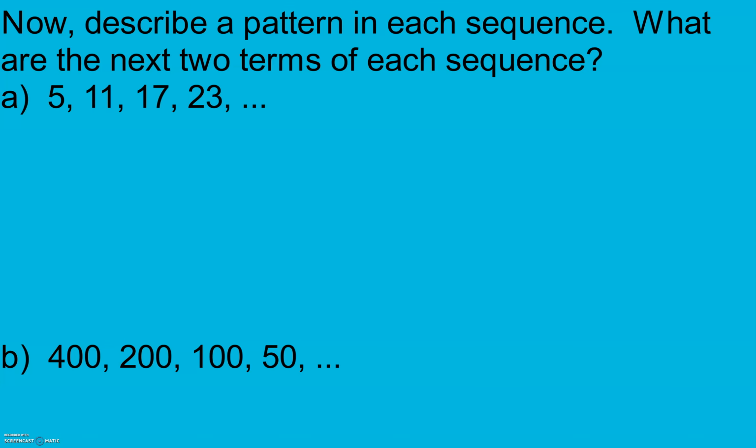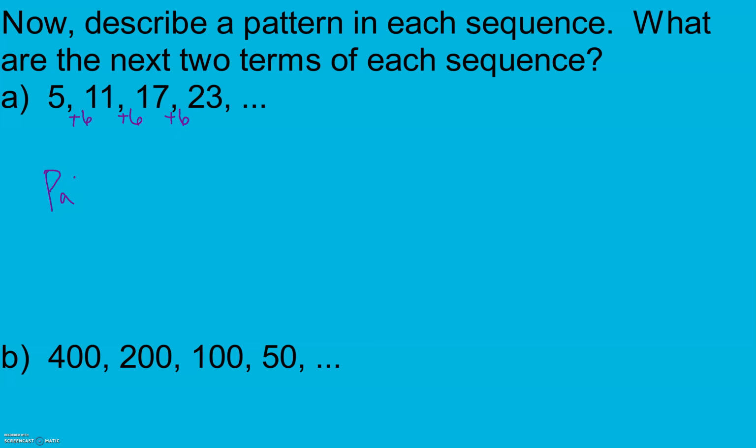Now, feel free to pause here and give this a try if you'd like. We're going to describe a pattern in each sequence and then find the next two terms of each sequence. So here my pattern is how I go from one number to the next. From 5 to 11, I can add 6. 11 to 17, I can add 6, and 17 to 23, I can add 6.